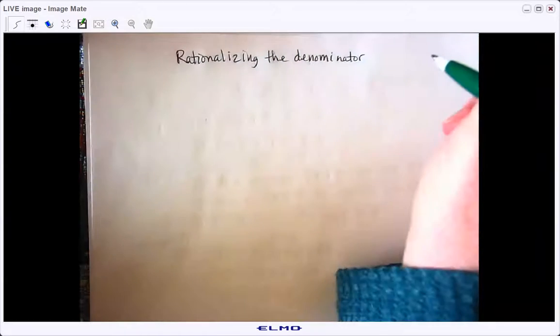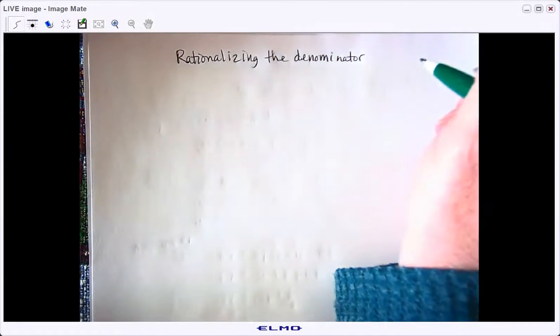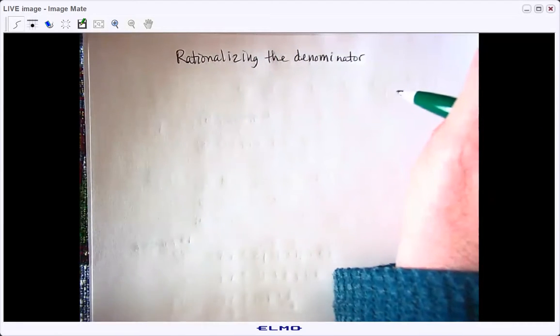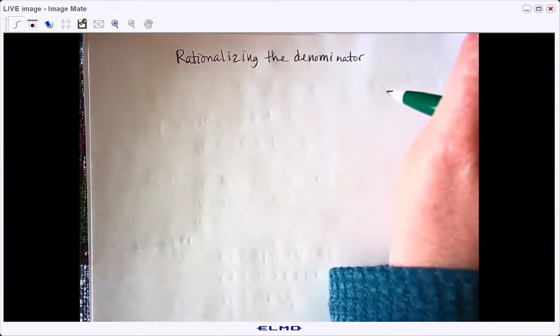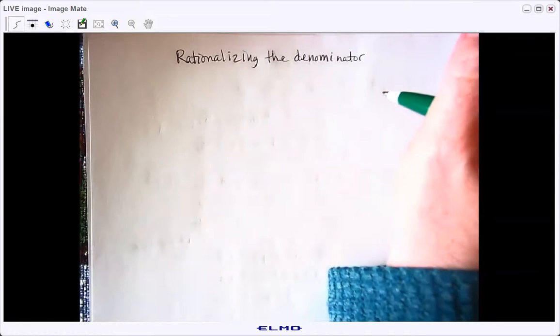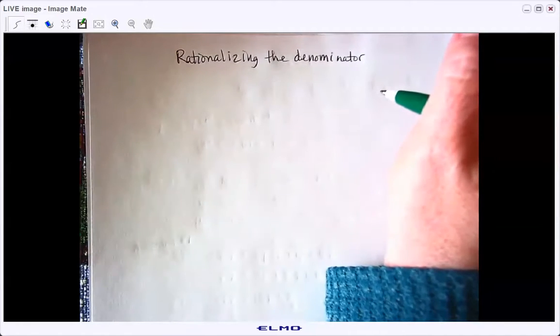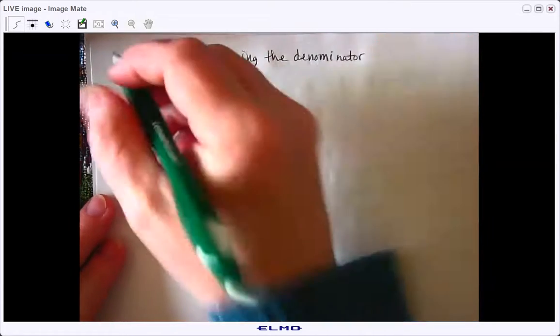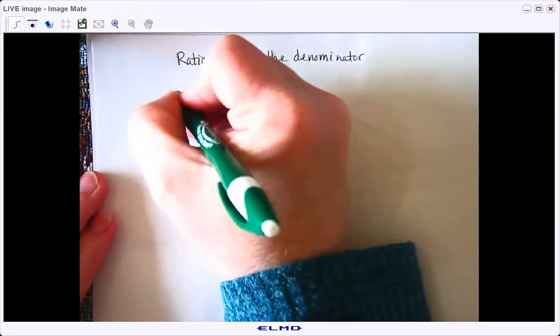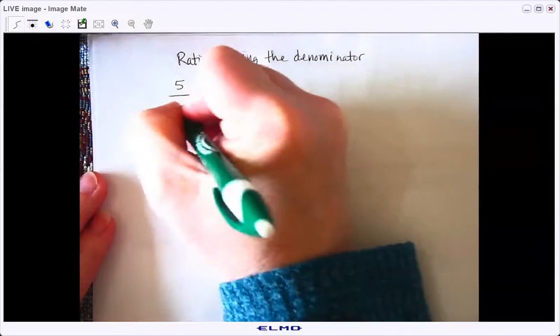So long words, denominator, meaning the bottom of our fraction. Rationalizing is like simplifying our fraction, because we can't leave things like 2/4. This 2/4 can be reduced, and it's the same idea. We can't leave it in an inappropriate form. So rationalizing just means getting rid of the square root in the denominator or below.